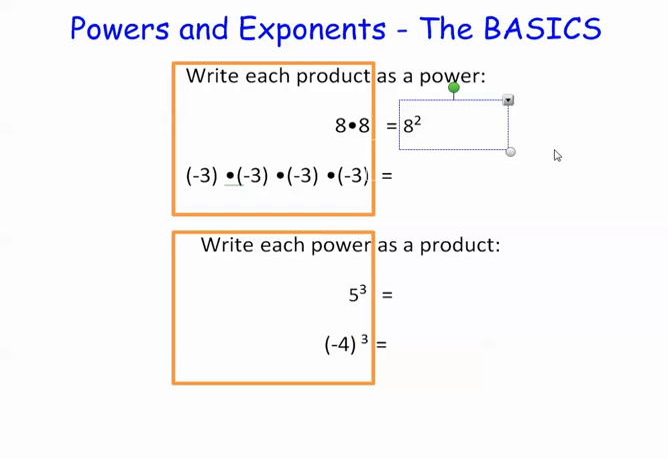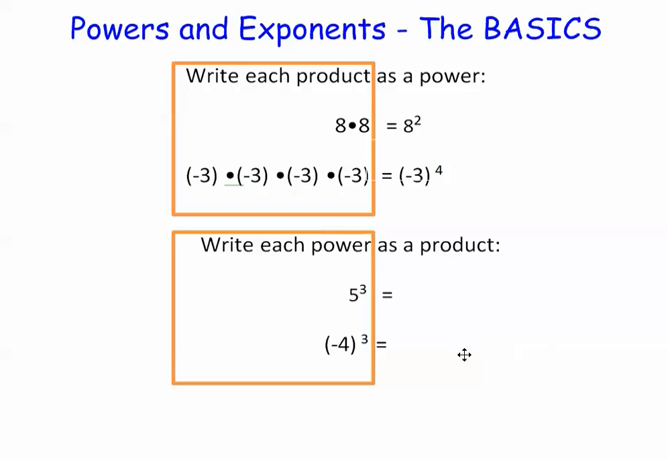If you said 8 squared, you would be correct. 64 would be its answer. 8 squared would be its power. How would you write the product of negative 3's as a power? Be sure that you include the parentheses. That's very important. We'll explore why a little bit later.